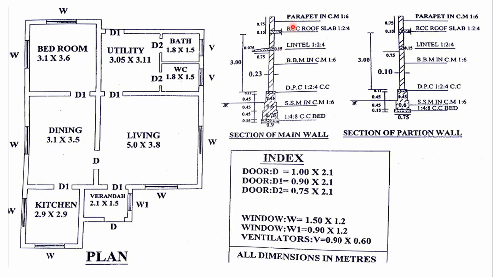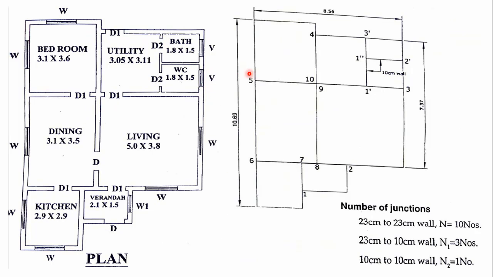If you see the section, one wall thickness is 230 mm, another wall thickness is 100 mm, that is 0.1 meters. So here we have two types of walls. Therefore 230 mm wall length has to be calculated separately and 100 mm wall length has to be calculated separately. First let us try to calculate the number of junctions in this building.